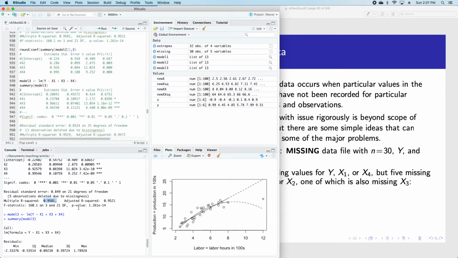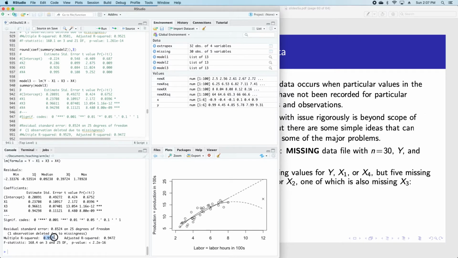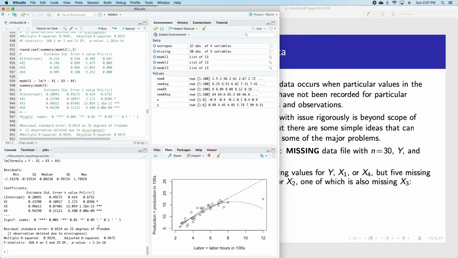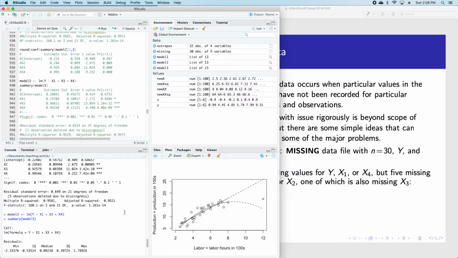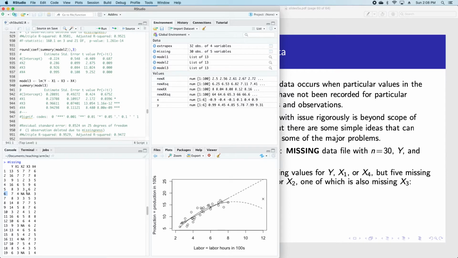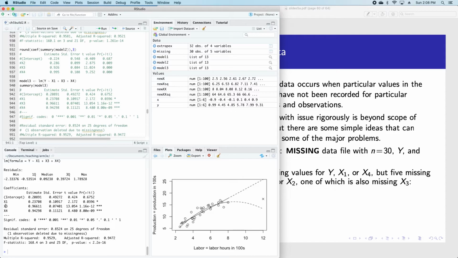Not quite as high as this model, but it's essentially just as high, 95% rather than 96%, but yeah, it's way up there. And this model has been fit to 29 out of the 30 observations. The only one that had to be dropped because of missing data is number 6, because that was missing x3, and I've got x3 in this model.